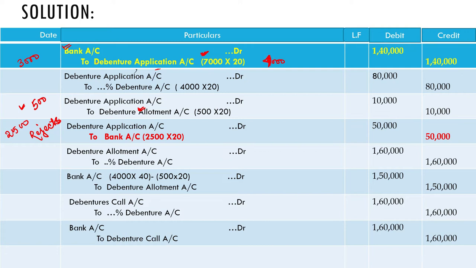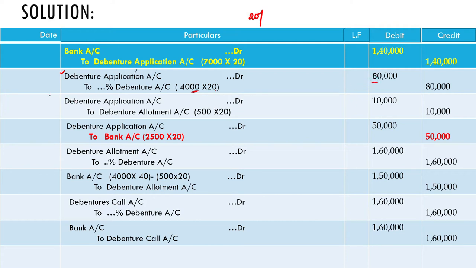So this is the journal for that. That is bank account to debenture application account, 7,000 into 20, as the application money was 20 rupees, allotment value was 40, and 40 rupees was for first call, out of total 100 rupees per debenture. So the company will transfer the money of 4,000 debentures to application account, that is 4,000 into 20 rupees. Then that will be 80,000.